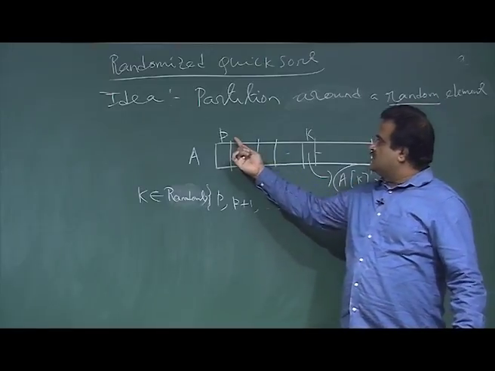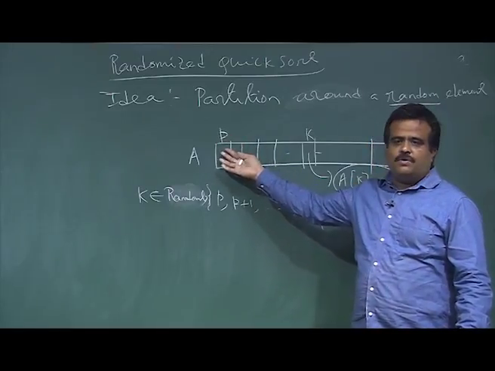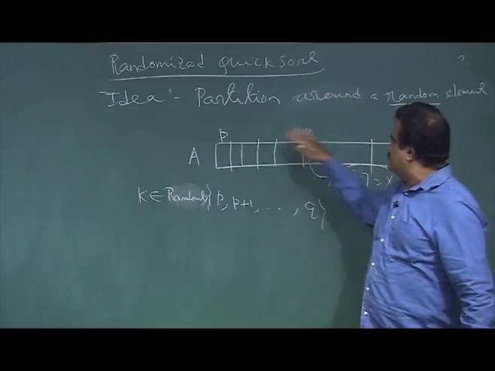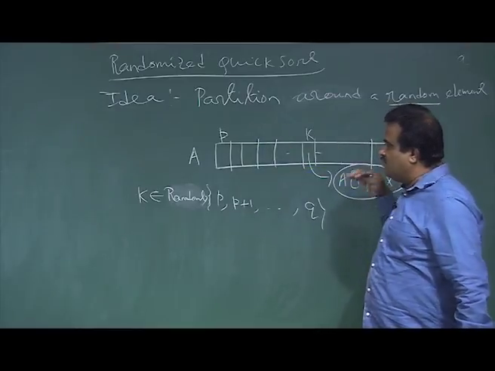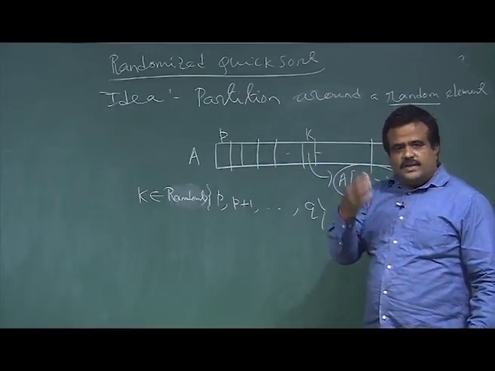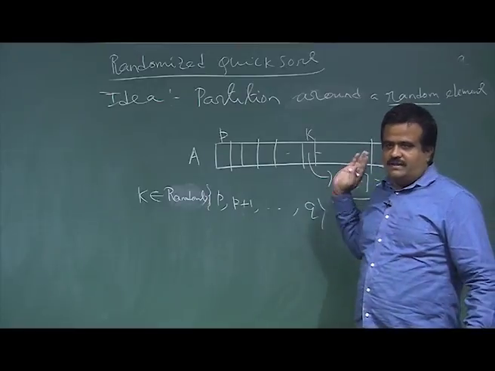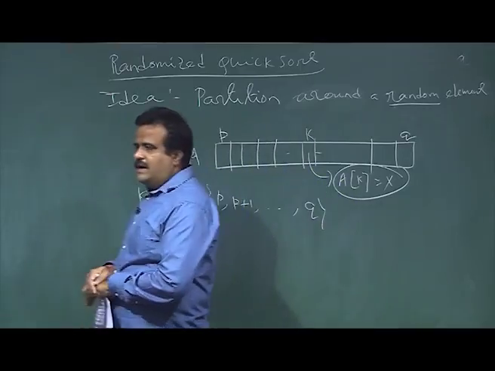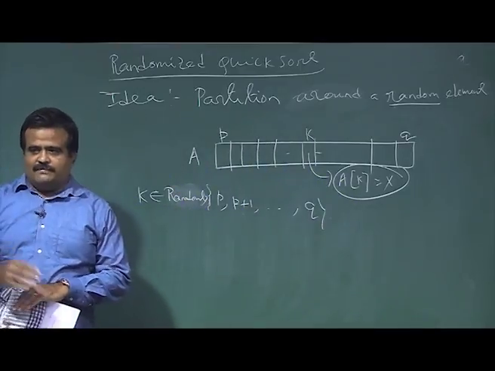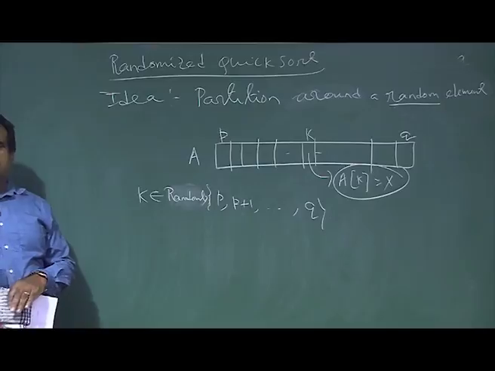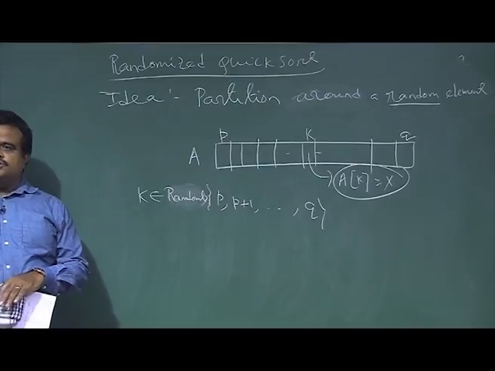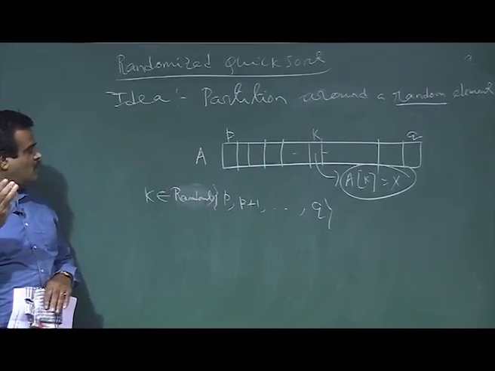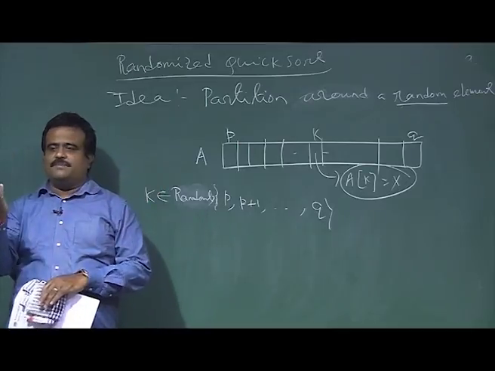Maybe this AP can be the pivot, maybe AP plus 1, we do not know which one. So any one of these elements can come with a probability 1 by n if there are n elements. So that is the idea. We choose the pivot randomly from this set at run time. So before running the code, nobody knows which position is going to be the pivot element.